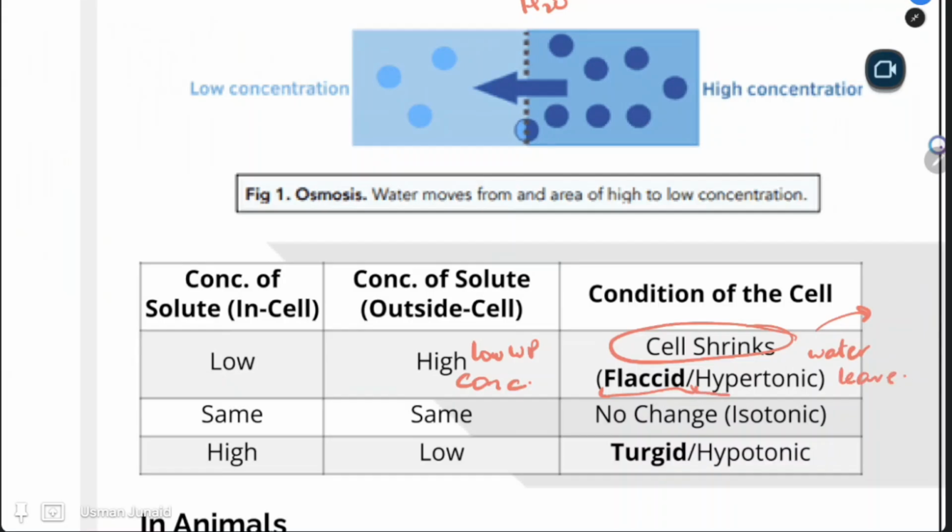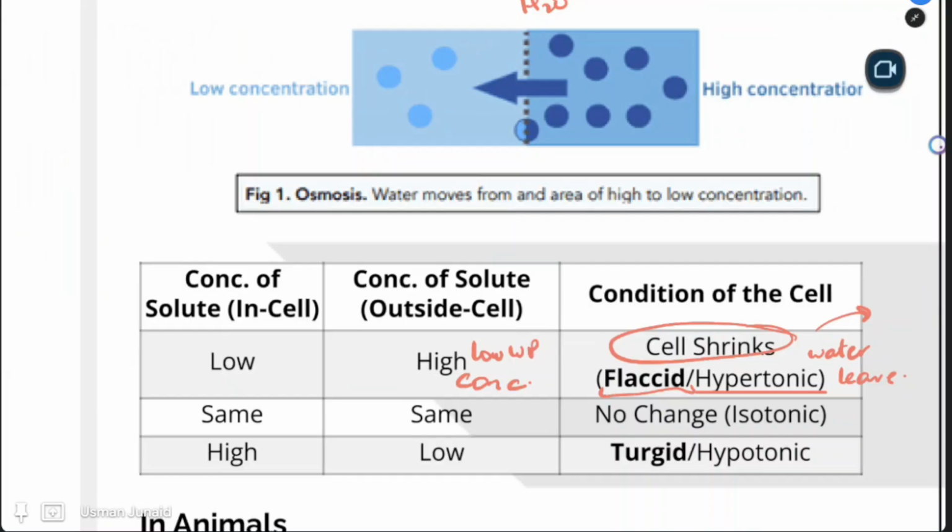and the solution that it's put in is hypertonic. Tonic is referring to the concentration of solute. So hyper means more solute, right? If it has more solute, it has less water potential. So the water will be sucked out of the cell because it has a higher water potential. And the cell becomes flaccid. Isotonic is a solution which has the same concentration of solute, therefore it has no change on the cell.